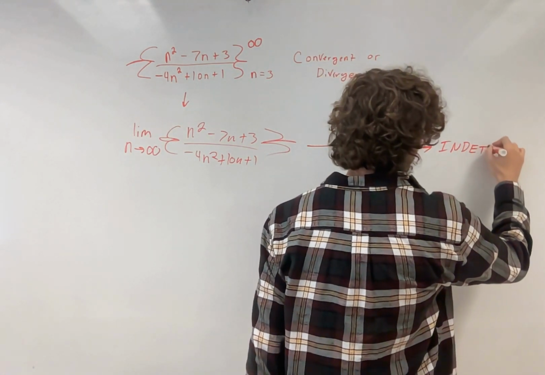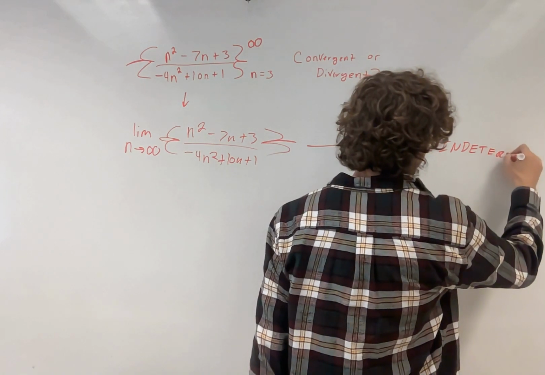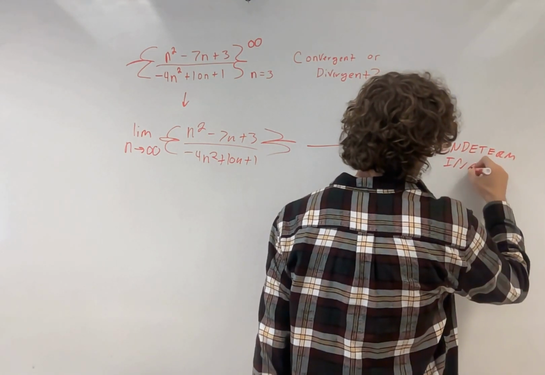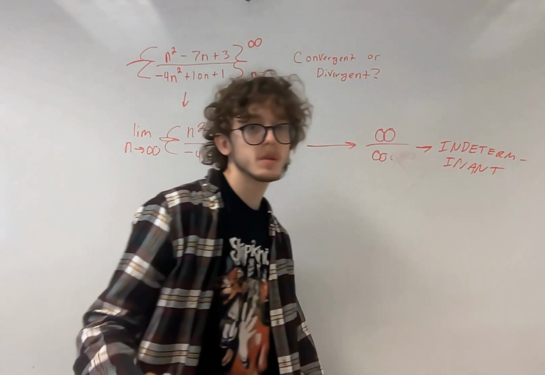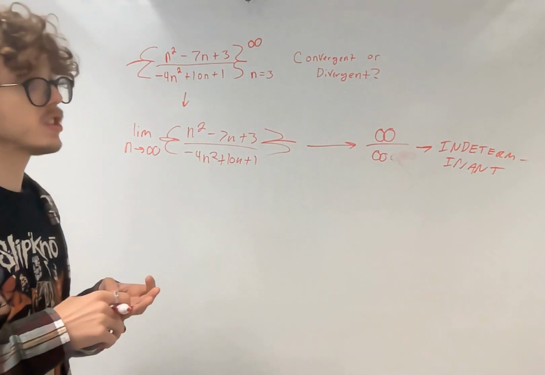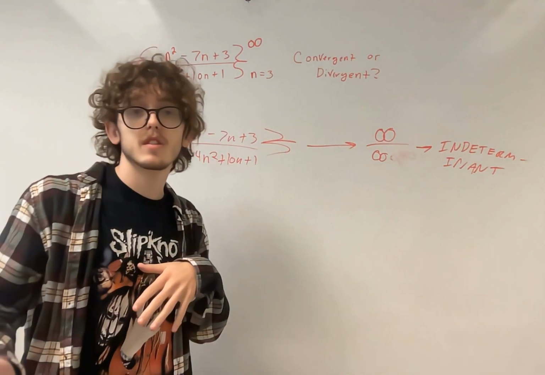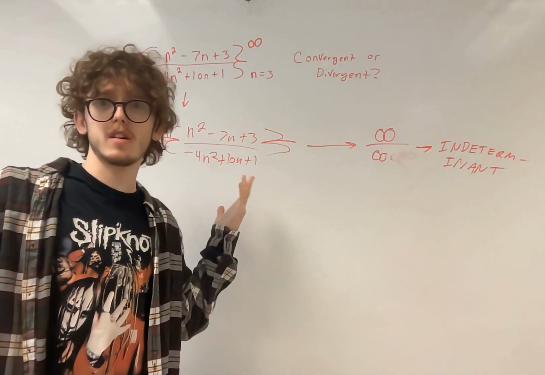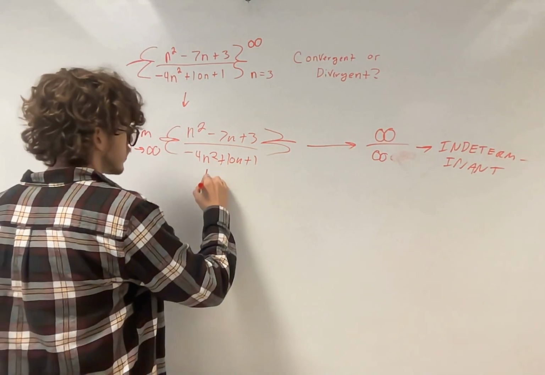Indeterminate. Probably spelled that horribly wrong, but indeterminate. It's not that the limit doesn't exist. It either exists or it doesn't exist, but we don't know because it's indeterminate. So how do we do this?